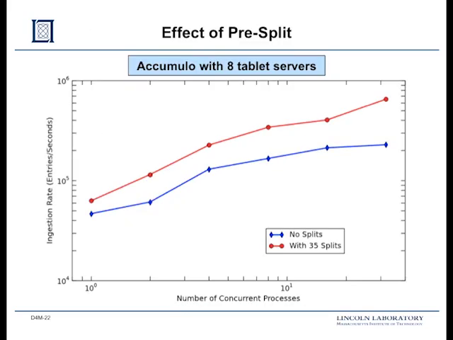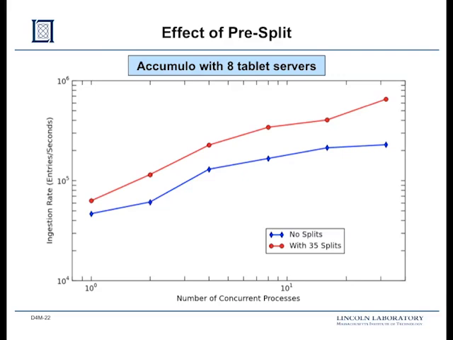There's also a third parameter, which is generally true of most databases, and Accumulo is no exception, which is that if you're inserting a table into a parallel database, that table is going to be split amongst the different parallel servers in the database, and that will have a big impact on performance.